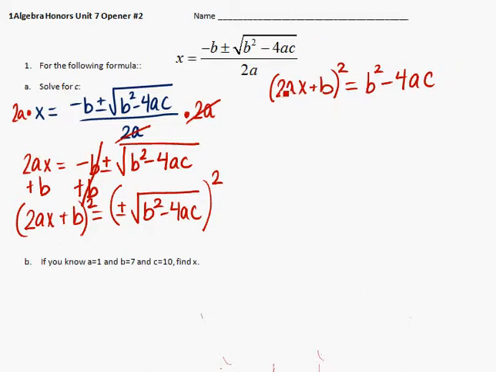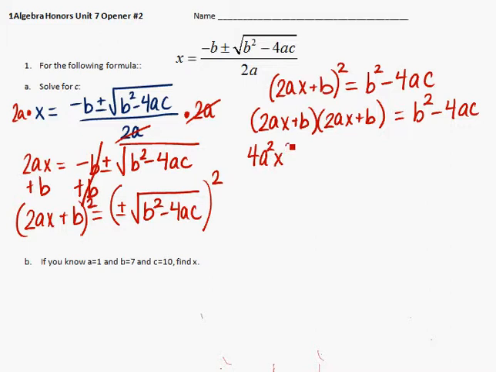On the left-hand side, I have a binomial, two terms, squared. To refresh your memory on how to do this, if I'm squaring a binomial, I have to multiply that binomial by itself. So I'm going to rewrite this as 2ax plus b times 2ax plus b. The right-hand side I'm going to leave for now, b squared minus 4ac. On the left-hand side, we have to apply the distributive property, and make sure that we're multiplying every term by every other term. So I'm going to start with 2ax times 2ax, and I get 4a squared x squared.